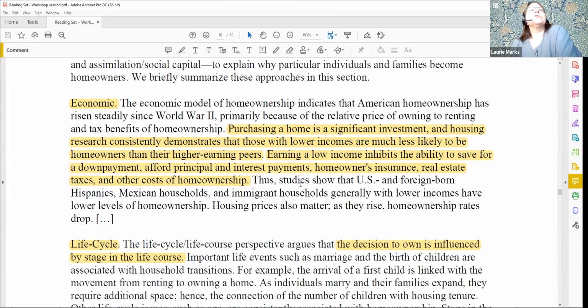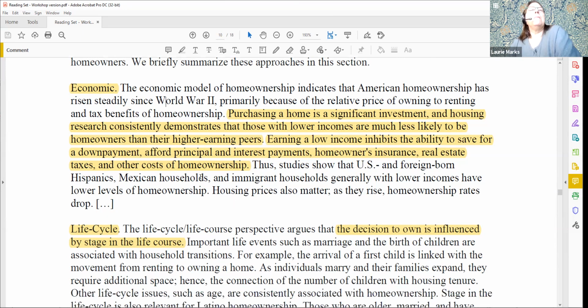From this approach, they would say purchasing a home is a significant investment, and housing research consistently demonstrates that those with lower incomes are much less likely to be homeowners than their higher earning peers. So earning a low income inhibits the ability to save for a down payment, afford principal and interest payments, homeowners insurance, real estate taxes, and other costs of home ownership.